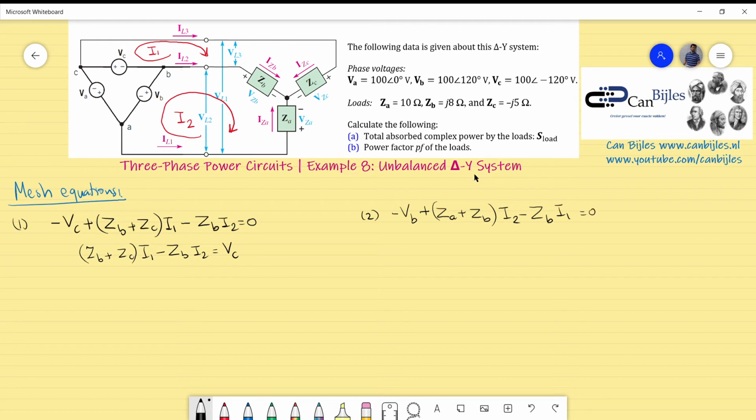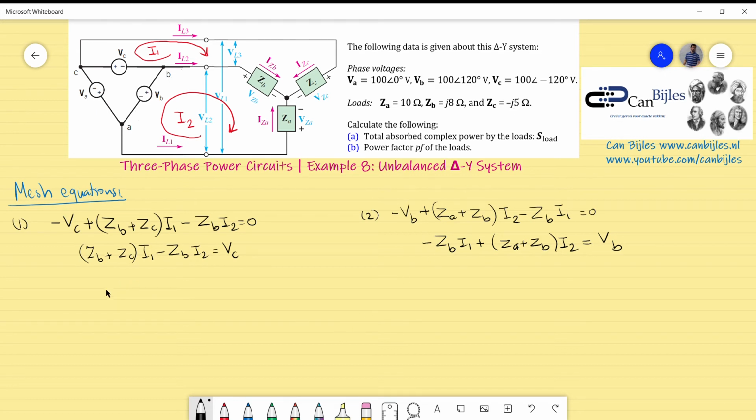Now if I again set the equation such that I have the voltages on the right side and the currents in the right order, I1 and I2 with their coefficients, I will have the following: minus ZB times I1 plus ZA plus ZB together times I2 equals VB. And that's the second equation. So let's substitute the values that we have been given. It's 10 ohms for ZA, ZB is j8 ohms, and ZC is minus j5 ohms.